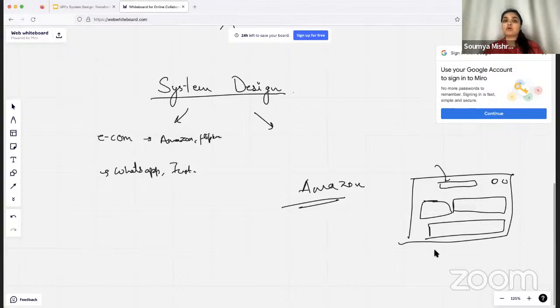The interconnection, or how these components are going to talk to each other, how they are going to seamlessly work together to give the user a unified experience. All of this comes under system design. Clear, everybody?